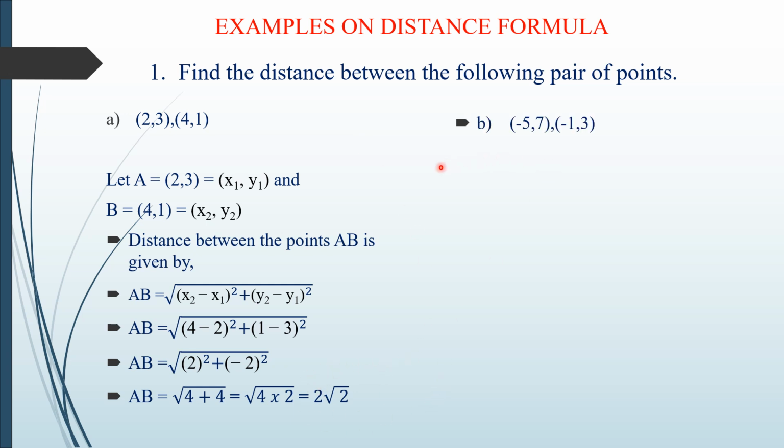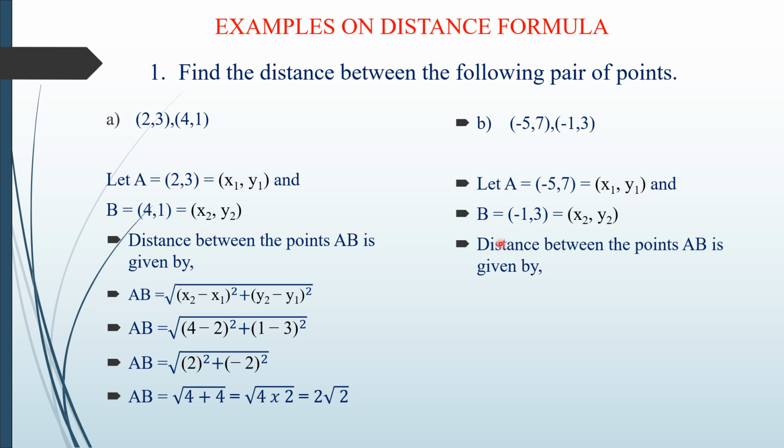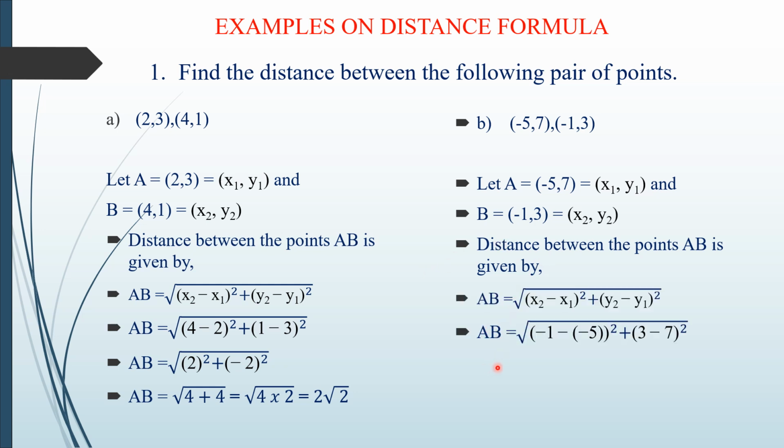Second example is point A is given as minus 5, 7. I'll take it as x1, y1. Point B is given as minus 1, 3. I'll take it as x2, y2. Applying the distance formula again and substituting all the values in this, x2 is minus 1, x1 is minus 5 and y2 is 3, y1 is 7.